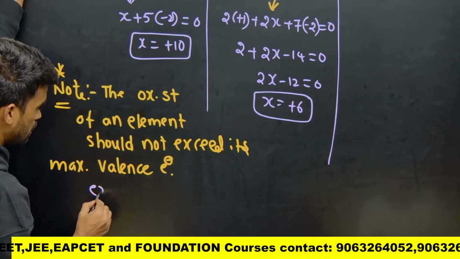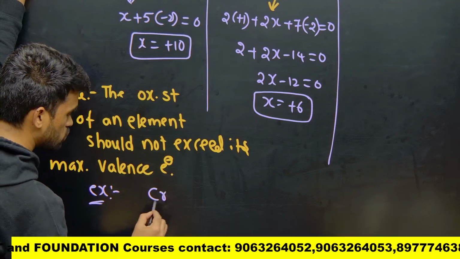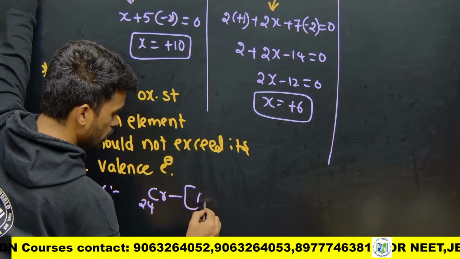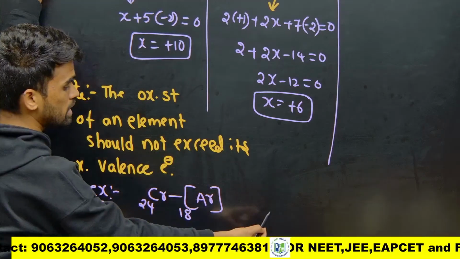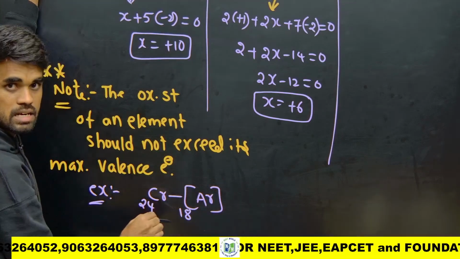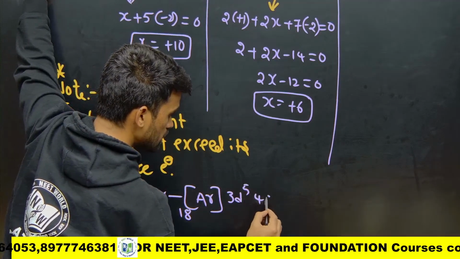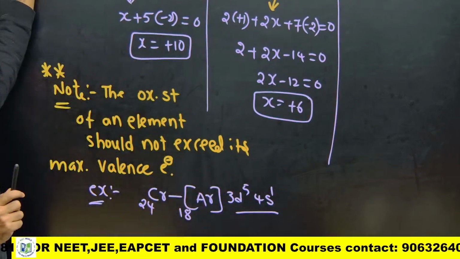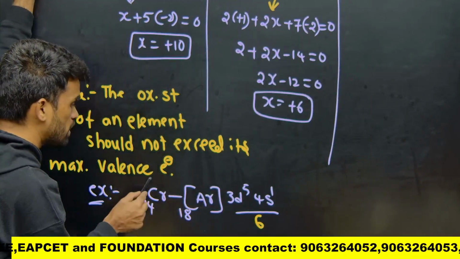For example, what is the electronic configuration of chromium here? Atomic number is 24. So it will have argon, atomic number 18, and after this, whatever electrons are there are the valence electrons for chromium. So we can write 3d5, 4s1. These are the valence electrons. So how many maximum valence electrons are there? Chromium, 6.